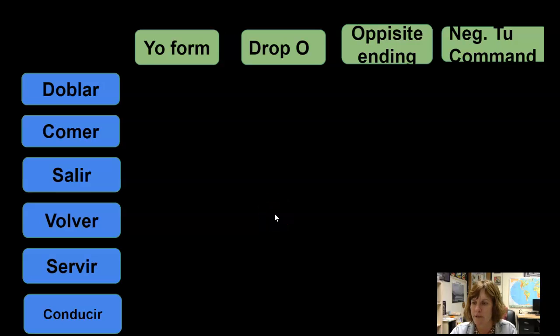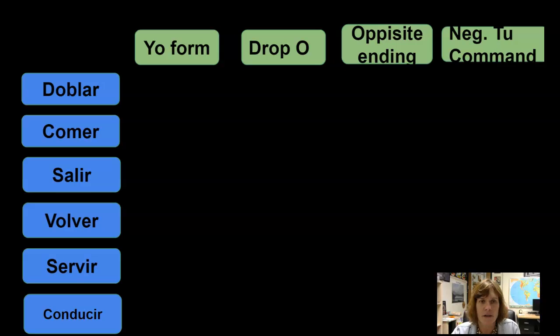So remember with affirmative commands, you just use the third person singular when you want to make a command. So for example, comer would become come, doblar would be dobla. So for negative though, there's a whole different process that we have to go through, and it's really important to stick to that because it changes the outcome if you don't put it in the yo form. So that's the first thing we're going to do.